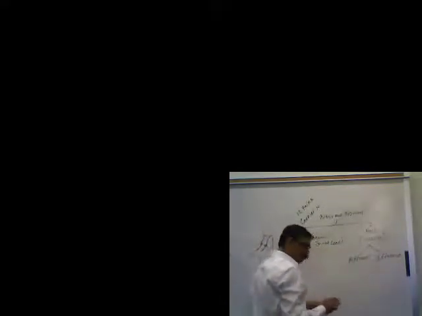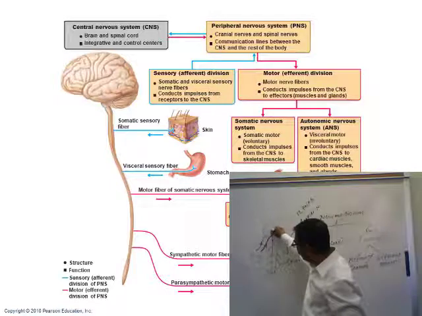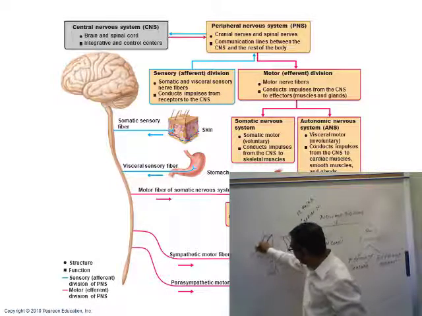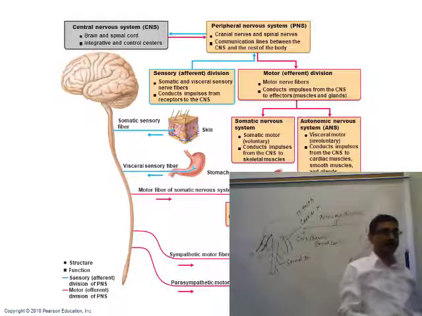So afferent are sensory, and efferent are what? Motor. So this one is sensory, taking the signal to the brain. This one is motor, taking the signal out of the brain.